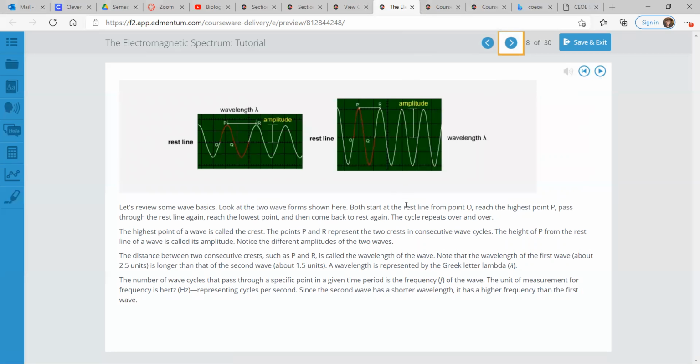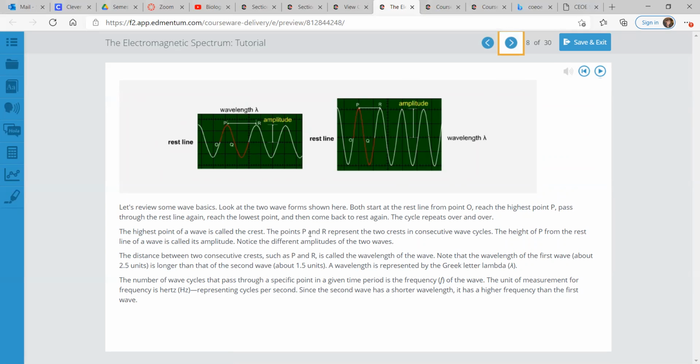Let's review some wave basics. Look at the two waveforms shown here. Both start at the rest line from point 0, reach the highest point P, pass through the rest line again, reach the lowest point and then come back to rest again. And this cycle repeats over and over again.